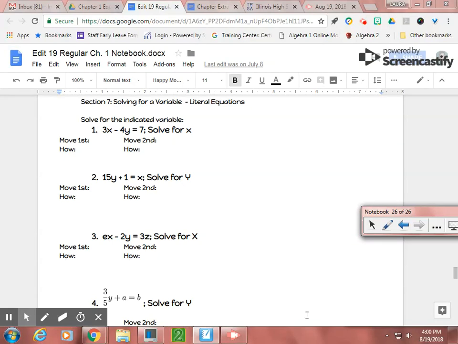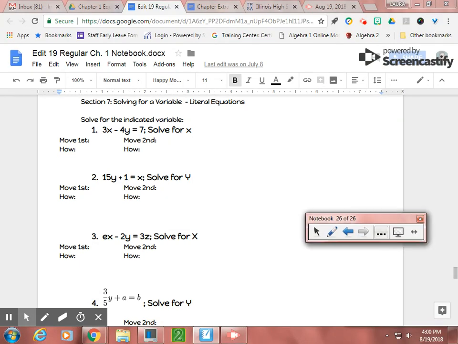This lesson is on solving for a variable. They're called literal equations. So in this equation, what we want to solve for is x. So we're trying to get x by itself in this. So what I want, if I'm solving for x, is to get this by itself in the end.